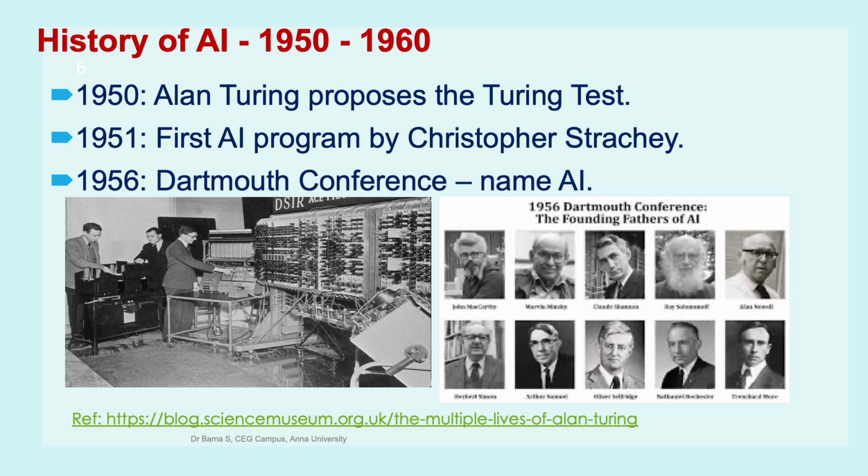In 1956 there was the Dartmouth conference, which is the third bullet, where the name AI was coined, and in 1951 the first AI program was done, which checks for English words. There are two pictures here. On the left side you would see the Turing machine and Alan Turing. On the right side is the Dartmouth conference, where there are the founding fathers of AI.